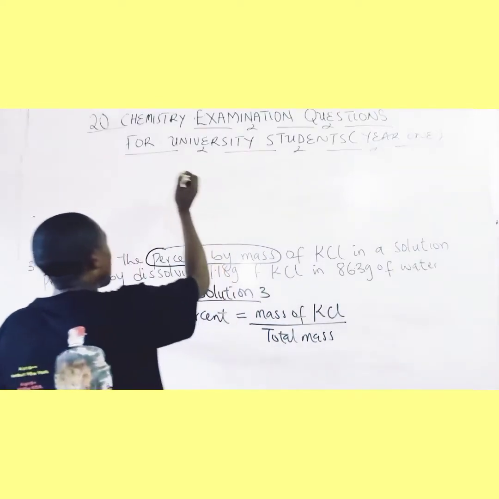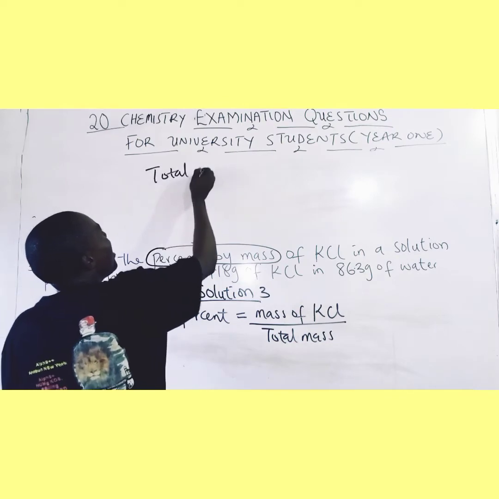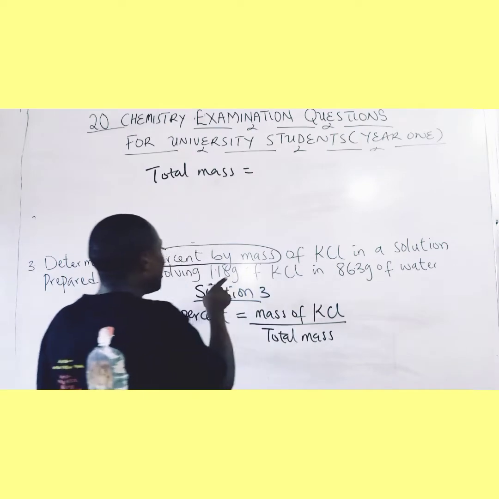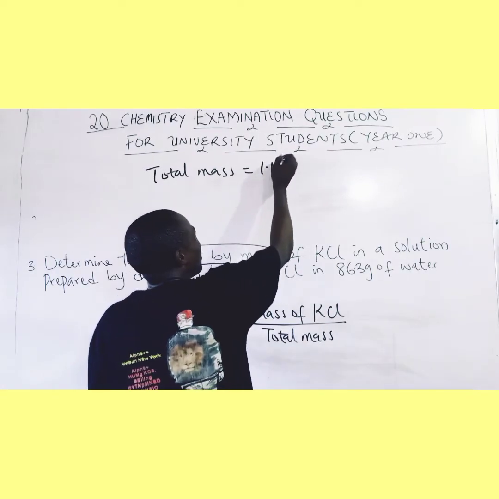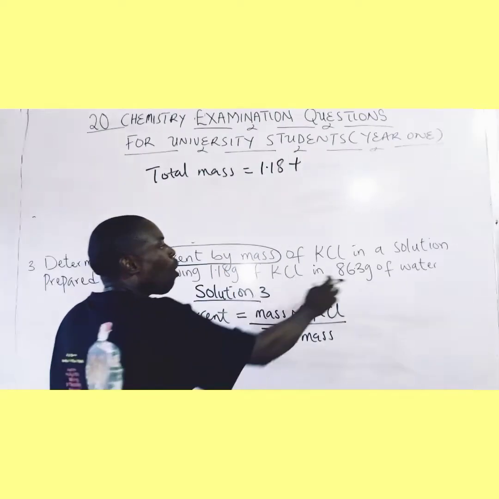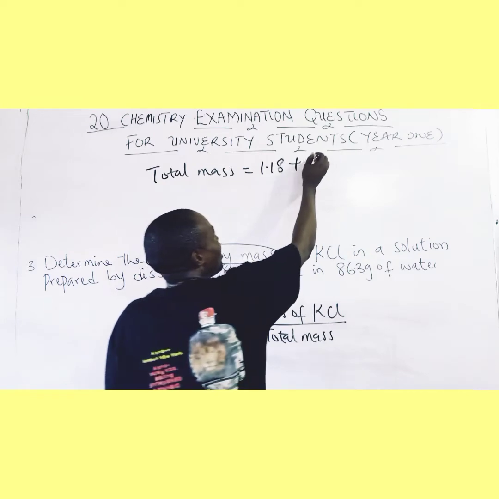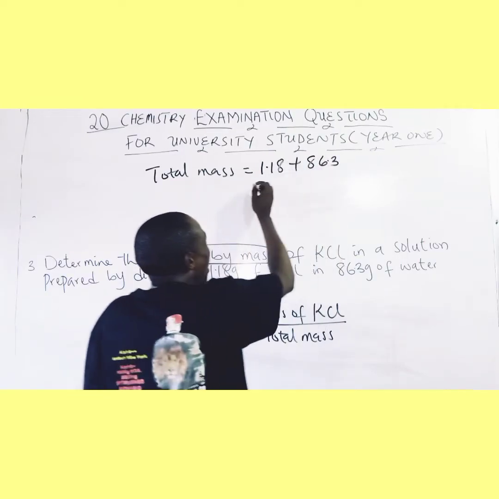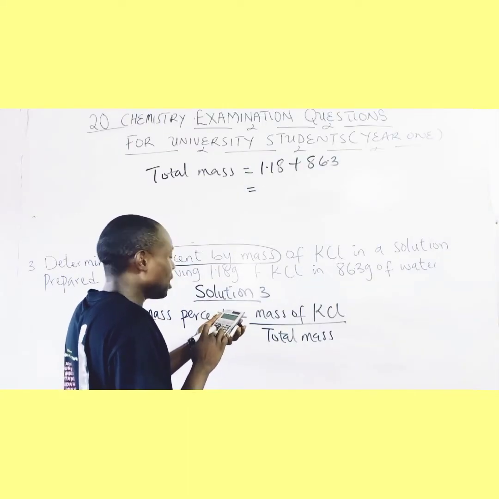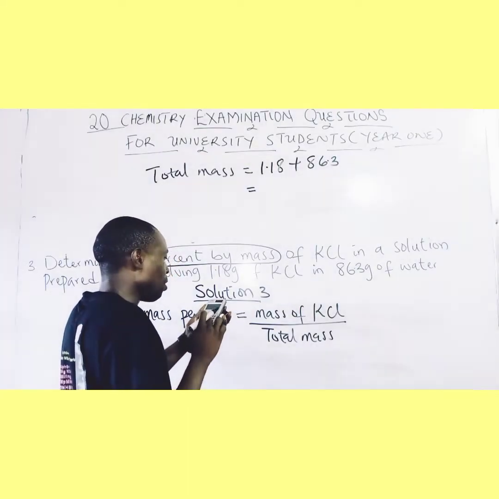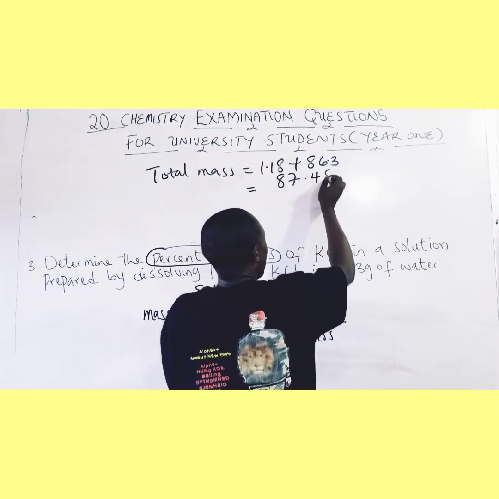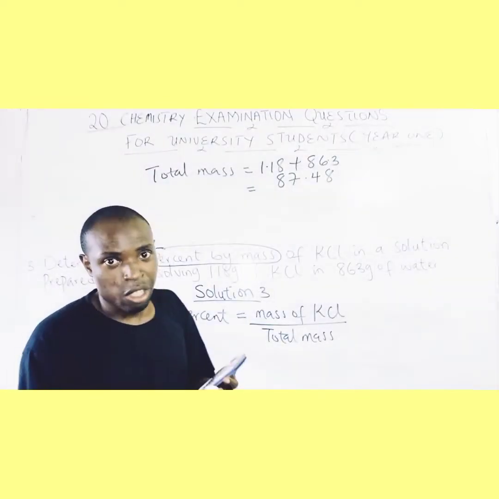So what do we do? The total mass is equal to the mass of KCl, which is 1.18, plus the mass of the solvent, the water, which is 86.3. Adding them both, 1.18 plus 86.3, gives 87.48. Are you with me now?